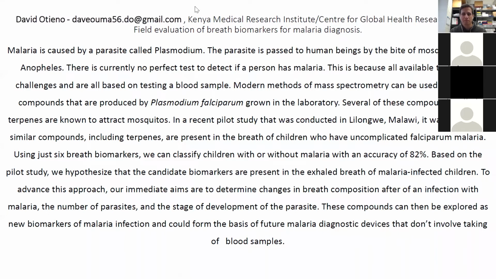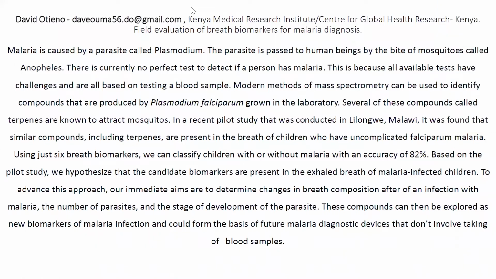Okay, thank you. I'm David Otieno from KEMRI, Kisumu in Kenya, and my presentation is about field evaluation of biomarkers for malaria diagnosis. Historically, malaria diagnosis requires microscopic evaluation of patient blood samples, which is slow and requires sterile supplies, equipment, and trained personnel. Quantitative PCR and other nucleic acid-based tests are highly sensitive and specific, but are costly, cumbersome, and require special training and equipment. Rapid diagnostic tests are increasingly available to detect blood malaria antigens and are based on the detection of histidine-rich protein 2.